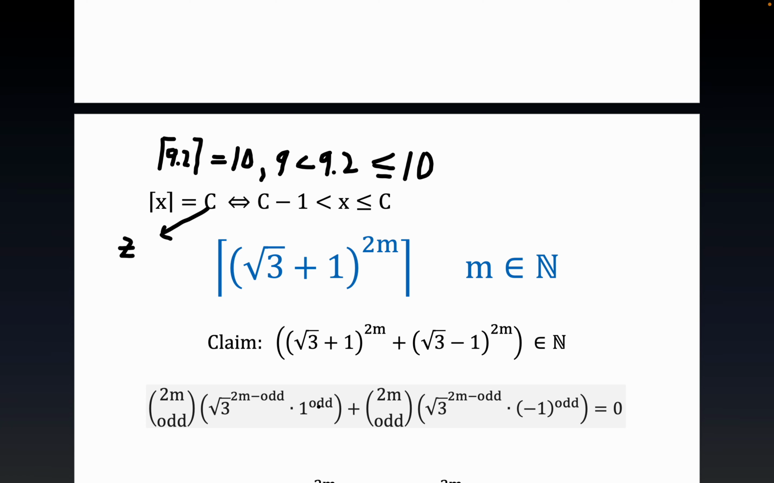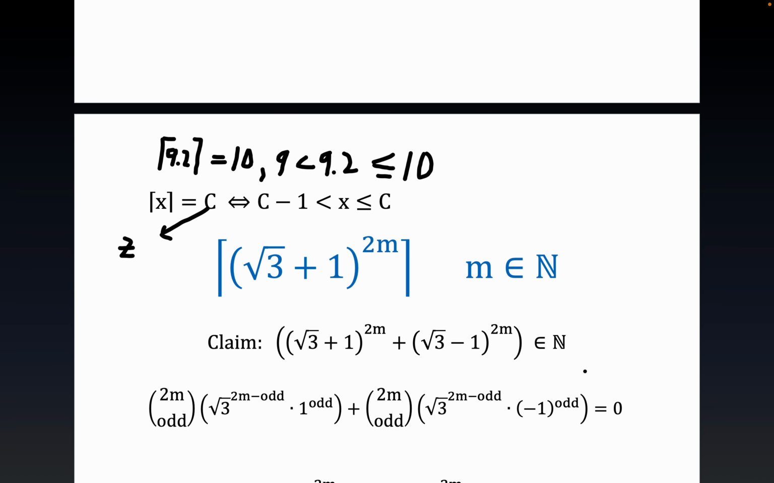Now, notice that this would be a typical odd-exponent term in this expansion, right? But the minus 1 raised to the odd will make this the negative counterpart, or the additive inverse of this term right here. So it's all going to equal 0, right? And so that explains why this is an integer.